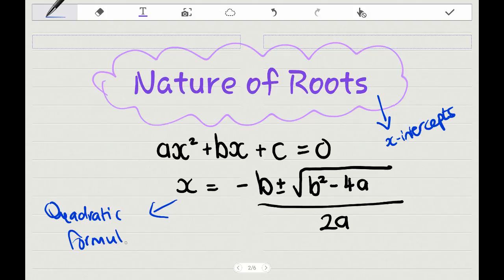Okay, now a particular part of this formula controls the nature of the roots, and it is this part over here. Because this here, any real number over any other real number, that will give you a rational number. But because this is a square root, depending whether this is a perfect square, non-perfect square, positive or negative, this would determine the type of number we get, because different numbers under square roots give us different answers. So let us look at that further.